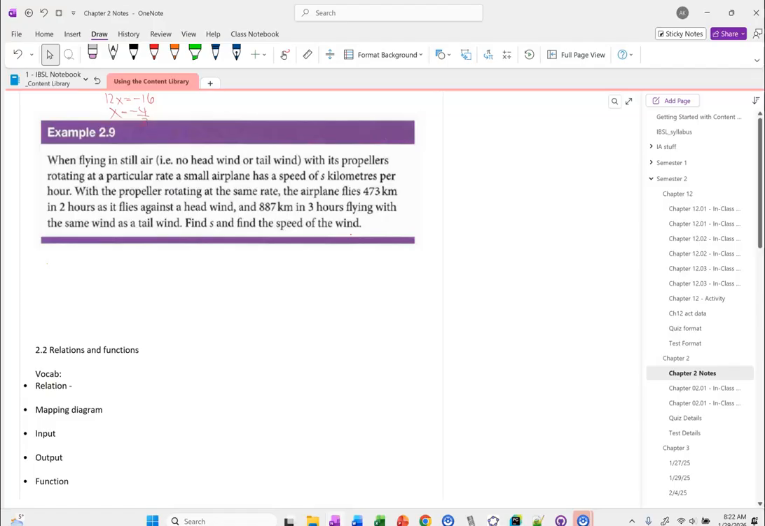It says, when flying in still air, i.e. no headwind or tailwind, with its propellers rotating at a particular rate, a small airplane has a speed of s kilometers per hour. With the propeller rotating at that same rate, the airplane flies 473 kilometers in 2 hours as it flies against a headwind, and then 887 kilometers in 3 hours flying with the same wind as a tailwind. Find S and the speed of the wind. So I would identify my variables.